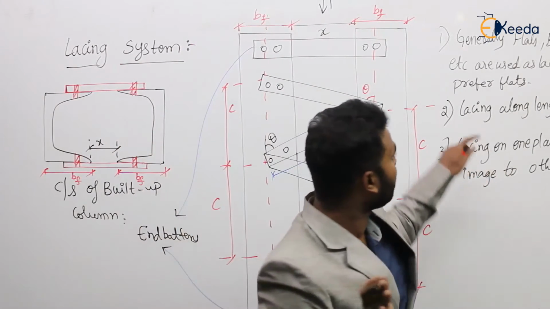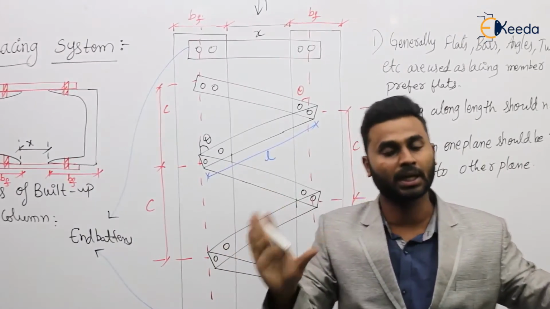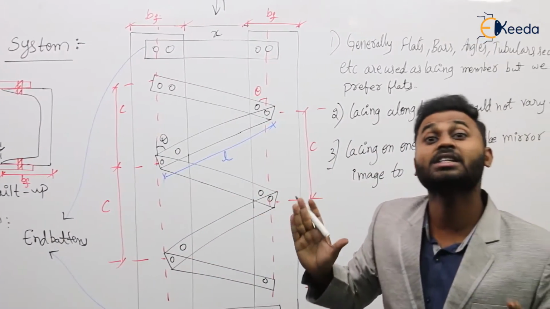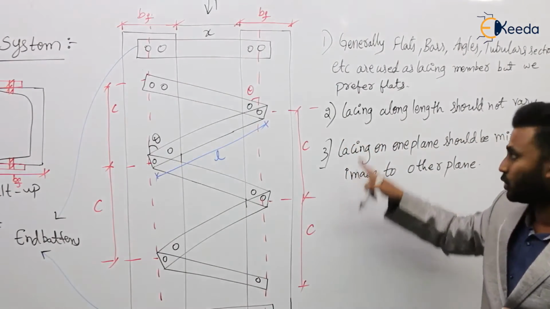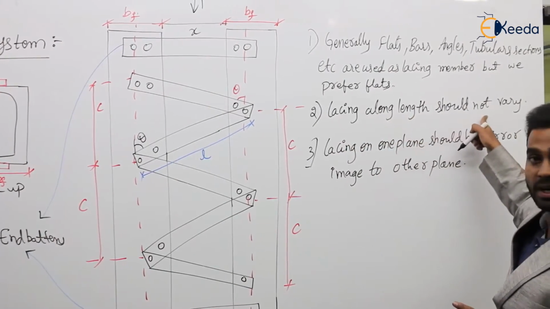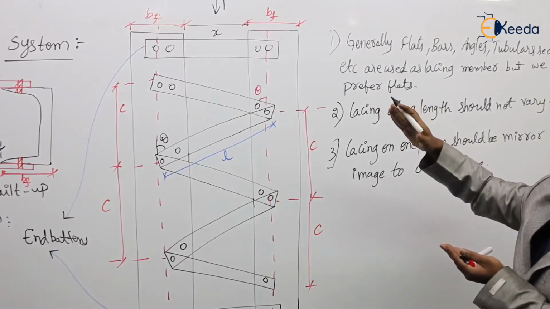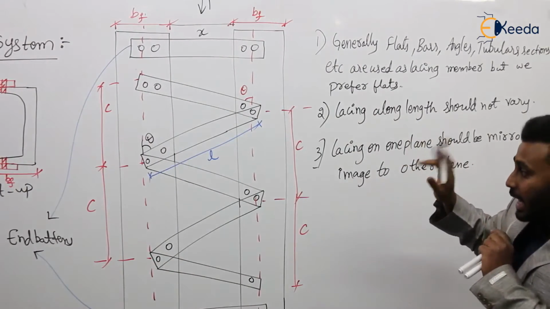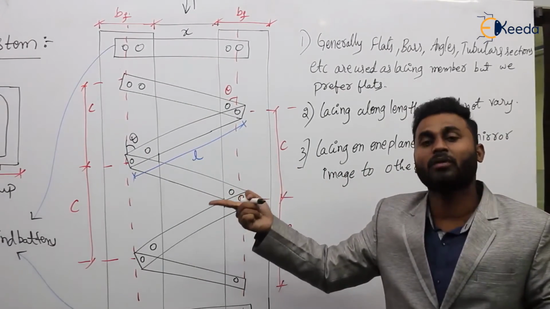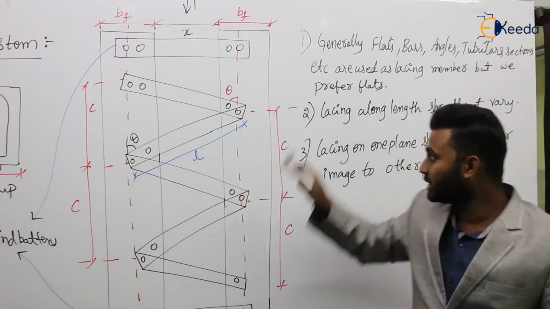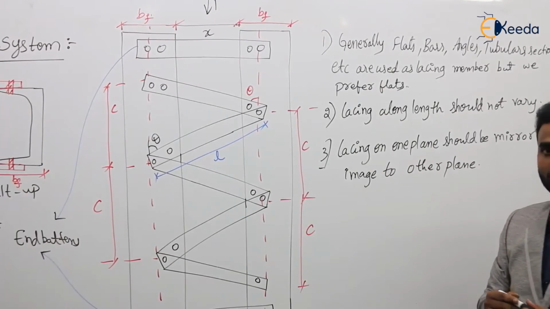The main idea of these two is for the symmetric connection, so that for a symmetric system the analysis is very simple, or else it is very, very complicated. So we should follow these two. First, lacing along the length should not vary. It means the spacing between one lacing member and the next should not vary, and the inclination of the lacing member should not vary. And then, however we have provided lacing on one plane, exactly we should provide the lacing on the other plane. So these are the things. First we take down these points.